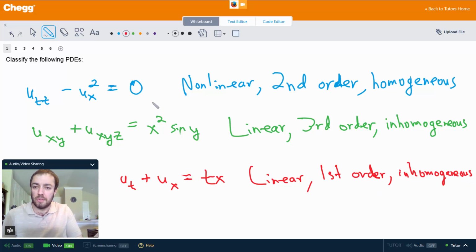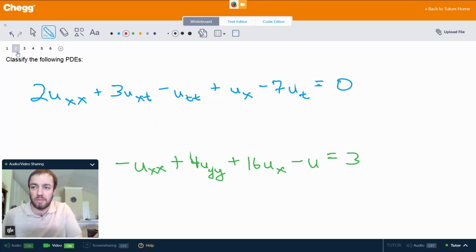Okay, so that's it for these three equations here. Now let's move on to classifying these. So here we're going to do a little bit of a different classification. These are both second order linear equations.